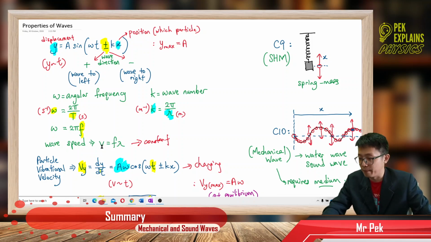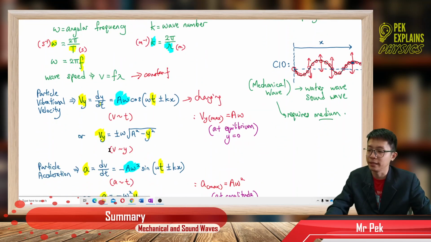So after you have frequency and lambda, we multiply them together, F lambda, and we can get the wave speed. Alright? So from omega, you get frequency. From K, you get lambda. So F, the frequency from omega, and lambda from K, you can multiply F and lambda, and you get the wave speed. Okay? Now, the next thing is particle vibrational velocity.